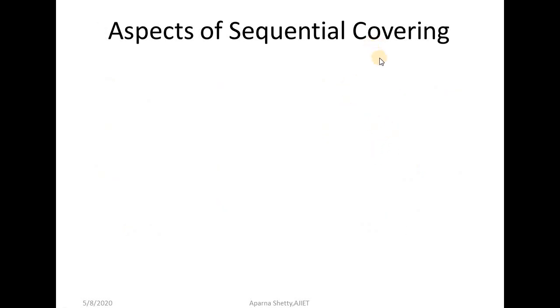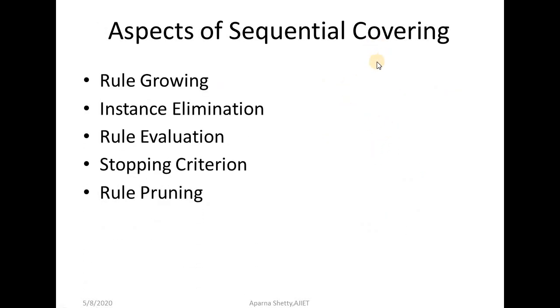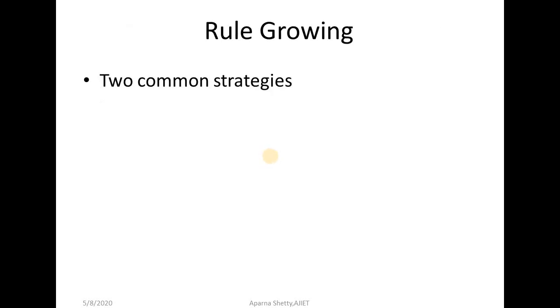Aspects of sequential covering. There are some aspects of sequential covering. These are rule growing, instance elimination, rule evaluation, stopping criterion, and rule pruning. First one is rule growing.